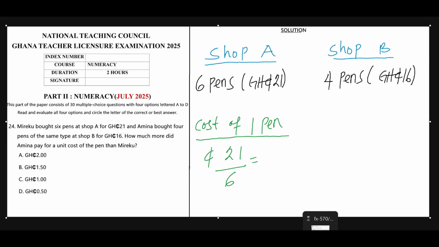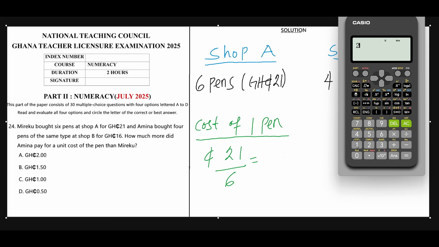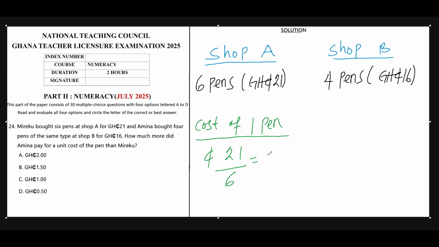Let's see the results. 21 cedis divided by 6. So let's change it to decimals. So that is 3 cedis, 50 pesos. So that is the cost of 1 pen in shop A. Let's also calculate the cost of 1 pen in shop B.